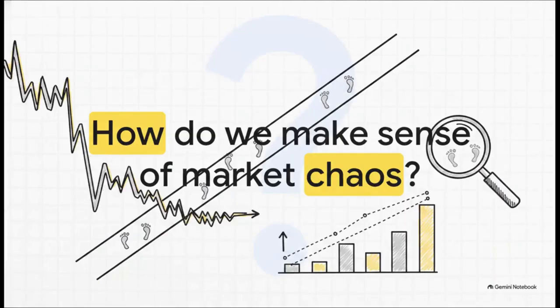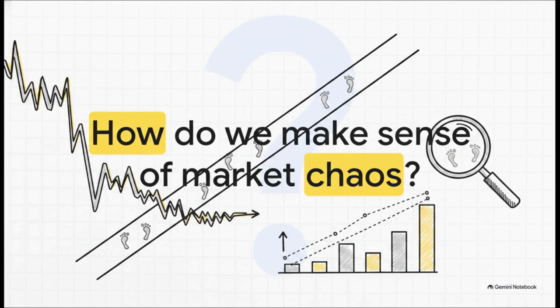So let's just dive right in by asking a pretty fundamental question. How in the world do we actually make sense of market chaos? Like, how do we navigate the wild, totally unpredictable movements of crypto and become actual market detectives rather than just gamblers? Well, spoiler alert, the answer isn't a crystal ball. It's actually hidden right there in the geometry of the charts.